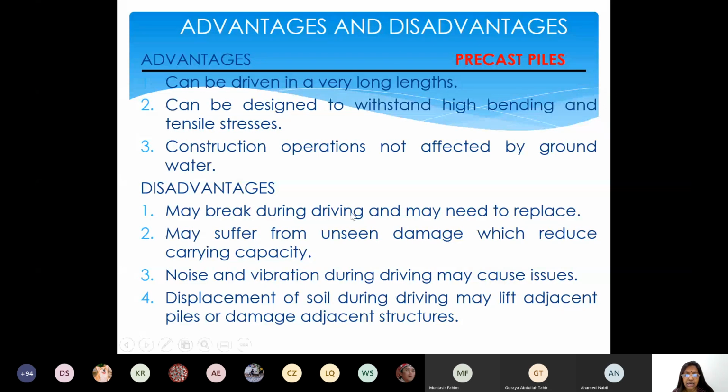Proper speed and maintaining proper angle, you have to drive the pile in place. It may suffer from unseen damage which reduces carrying capacity. Chances of unseen damage come from the sides, from overusing the hammer, or from sudden accidents, right? And then noise and vibration during driving may cause issues, right?